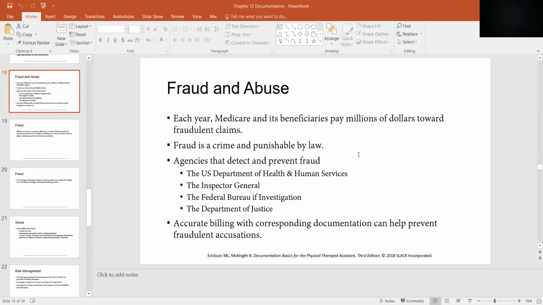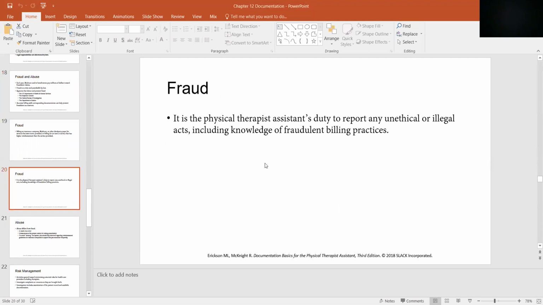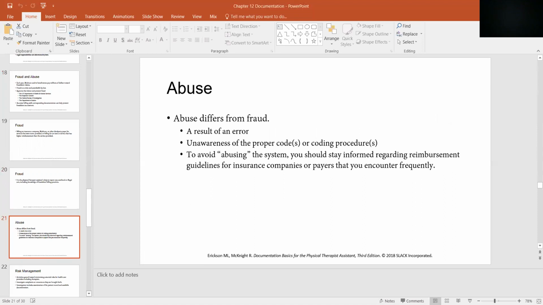And in class, we will get into this more exactly, some examples of fraud and abuse that have happened in the U.S. So fraud is billing an insurance company, Medicare, or other third-party payer for services that were never provided or billing for an item or service that was a higher reimbursement than the service provided. Pretty straightforward. It is a physical therapist assistant's duty to report any unethical or illegal acts, including knowledge of fraudulent billing practices. Abuse is different than fraud.